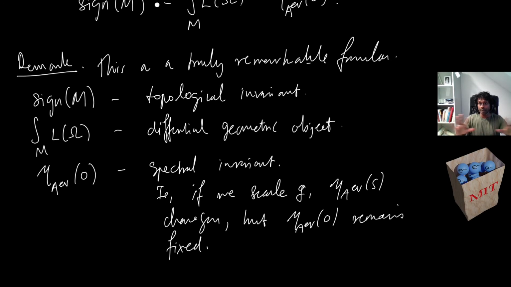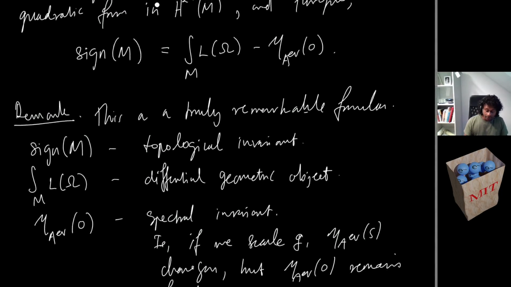Of course, if you scale the metric, the non-zero eigenvalues can move and get stretched out or contracted depending on how you modify the metric or scale it, which is, I guess, the simplest modification. But the zero eigenvalue remains fixed. So this is really a spectral invariant. So there are really three invariants or three interesting objects that appear in this formula.